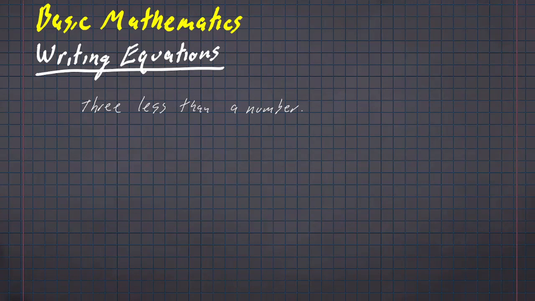Three less than a number. The phrase "a number" is very often the phrase used to indicate that the thing we're looking for is a variable. So when we see a number, we're going to write x. And if we want 3 less than that number, that means we want to start with that number and subtract 3. In terms of algebra, 3 less than a number means x minus 3.